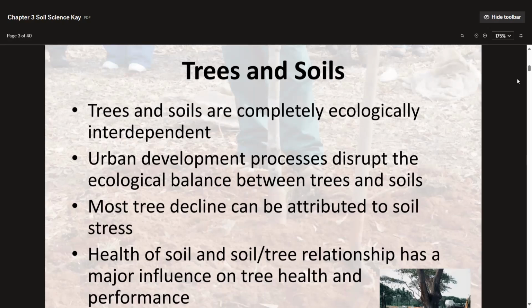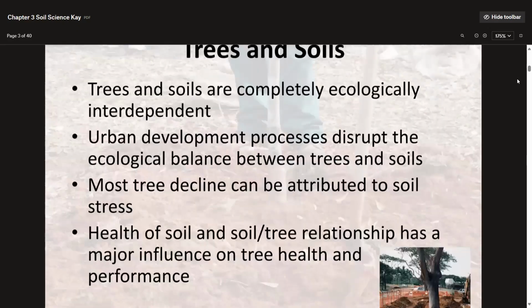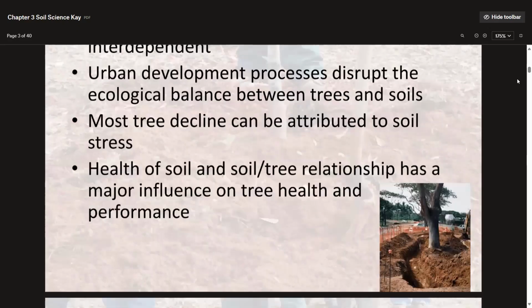Most tree decline can be directly attributed to soil stress of one situation or another, right? The health of the soil and the soil-tree relationship has a major influence on tree health and the tree's overall performance. Okay? Trees in the situation you see on the right are doomed 9 times out of 10.